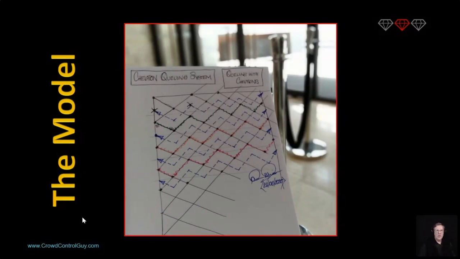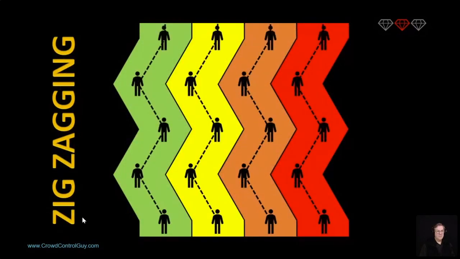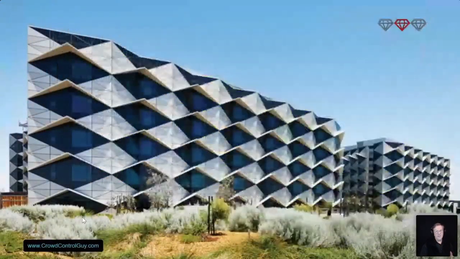Here's how it works. The punters zig, then zag. Hey, zig, then zag. We go, hey, they're zigging and zagging.